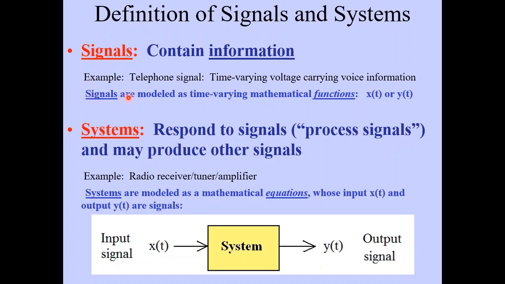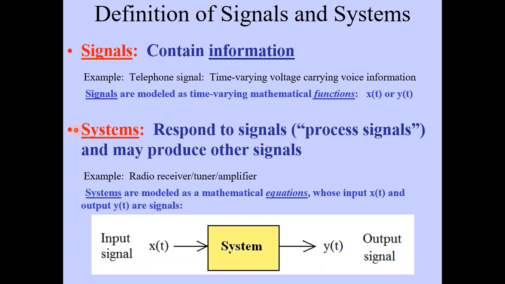So signals can be modeled as a time-varying mathematical function. So typically, we will be dealing with x of t, where x represents an input of a system, and y of t represents the output signal of the system. And notice they are both functions of time since they are time-varying.